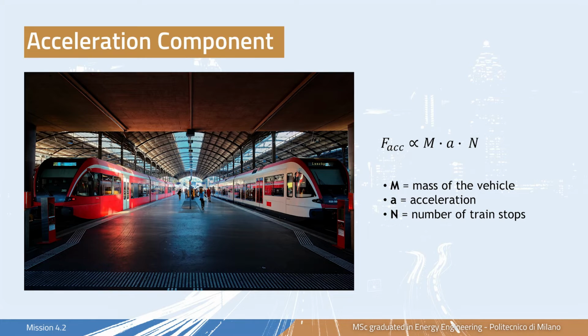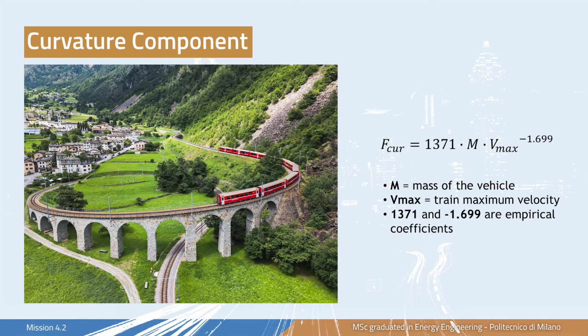Then, the acceleration component accounts for the train stops along the route, as the vehicle requires additional force to accelerate after each stop. Finally, the curvature component addresses the additional mechanical resistance due to the curvature of the track, and it is a function of the train's maximum velocity.